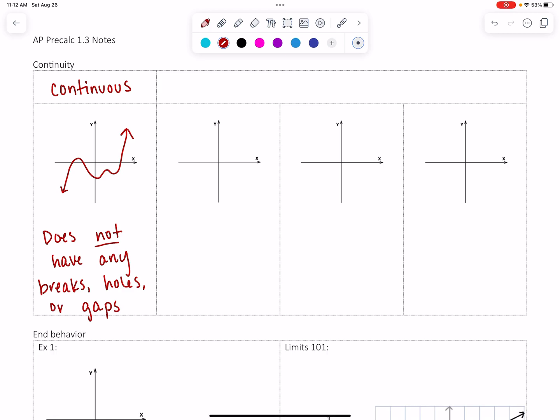And then, of course, if a function or if a graph does have breaks, holes, or gaps, that's what we call discontinuous. Simply just meaning that, hey, it's not a continuous graph. So when we're talking about discontinuity, we can see it a lot of times in three different ways, at least from PreCalc. You might even get to a few different ways later on.